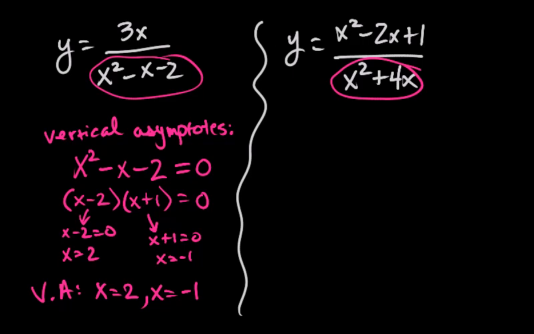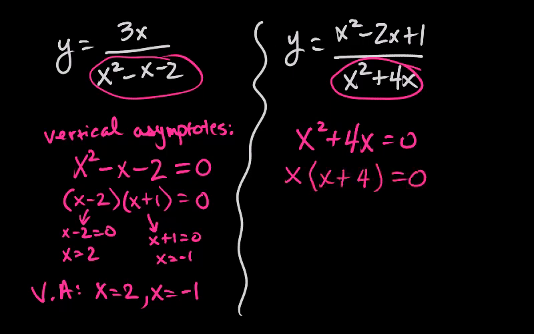So let's try this last one. To find the vertical asymptotes, we would take x squared plus 4x, set it equal to 0, and in this case we just take out a GCF. So x times x plus 4 equals 0. And then we're going to set each part equal to 0. So hopefully as you're watching, you're figuring it out. This would be x equals 0. And the other one, you can do it in your head, x equals -4. Good job. So your vertical asymptotes are x equals 0 and x equals -4.